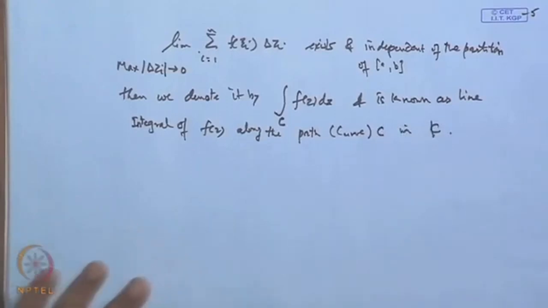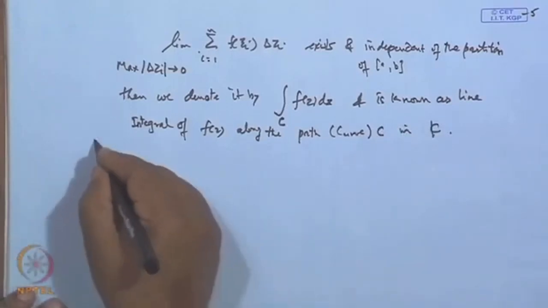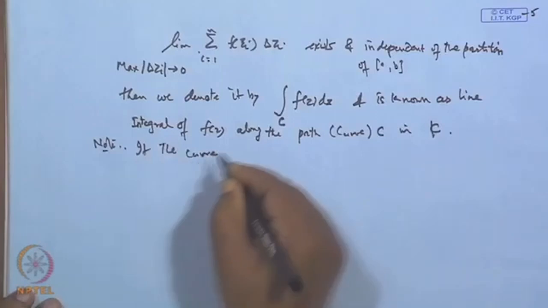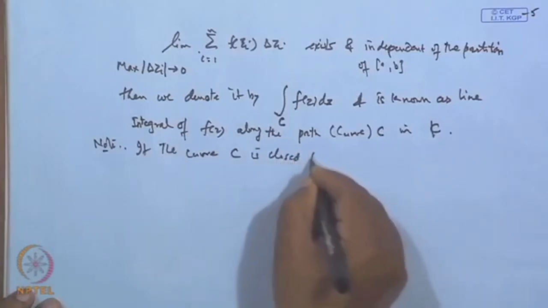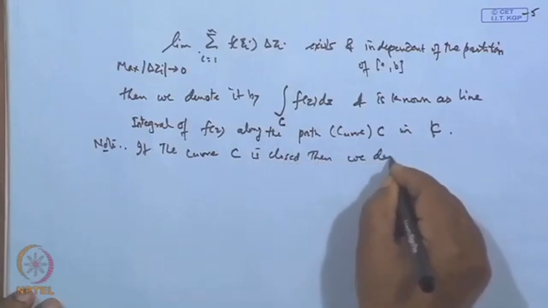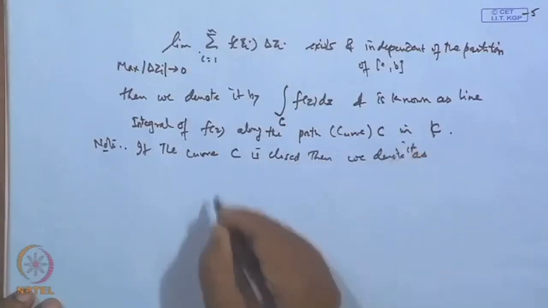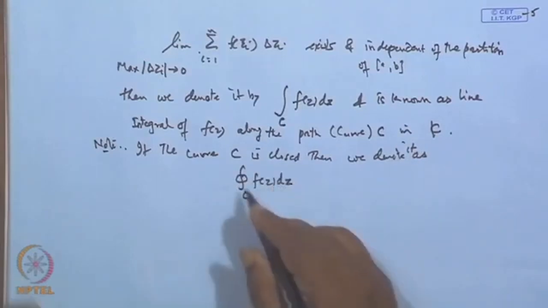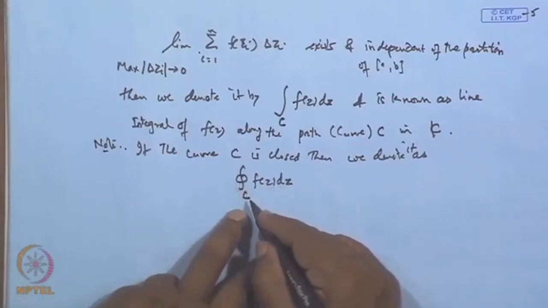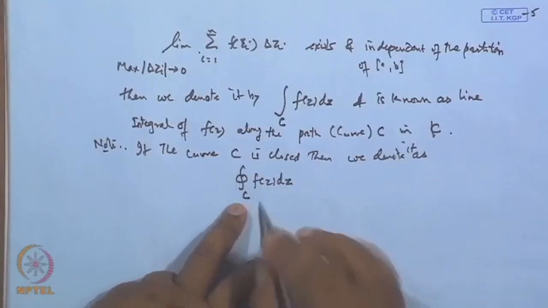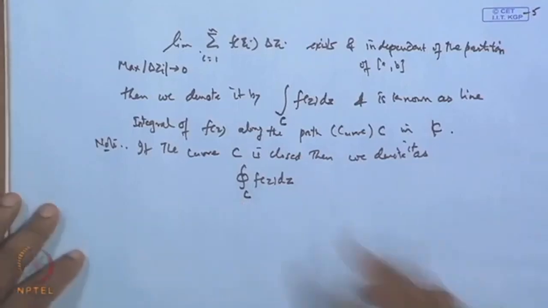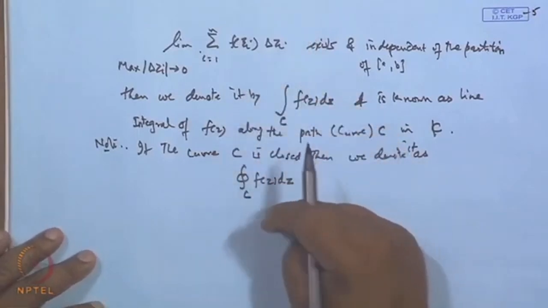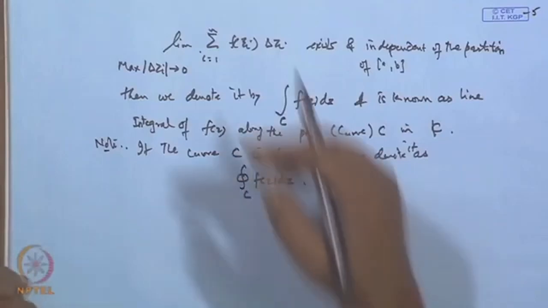Okay, so that's what is shown. Now, if C is a closed curve, then we denote this as the integral along the path C, with a circle on the integral sign, of f(z) dz. That is, this shows the integration is taken along the path C, which is a closed curve. Now, under what condition will this integral exist?